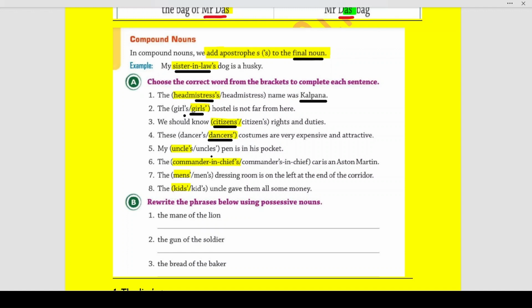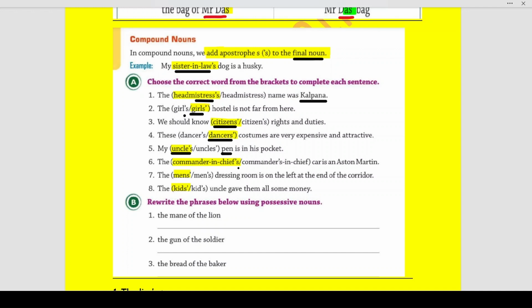My uncle's pen is in his pocket. Now, uncle is singular, so we will just add an apostrophe followed by S for the noun uncle, which is not ending in S. Therefore, since we are talking about a singular noun, we will just add apostrophe S.